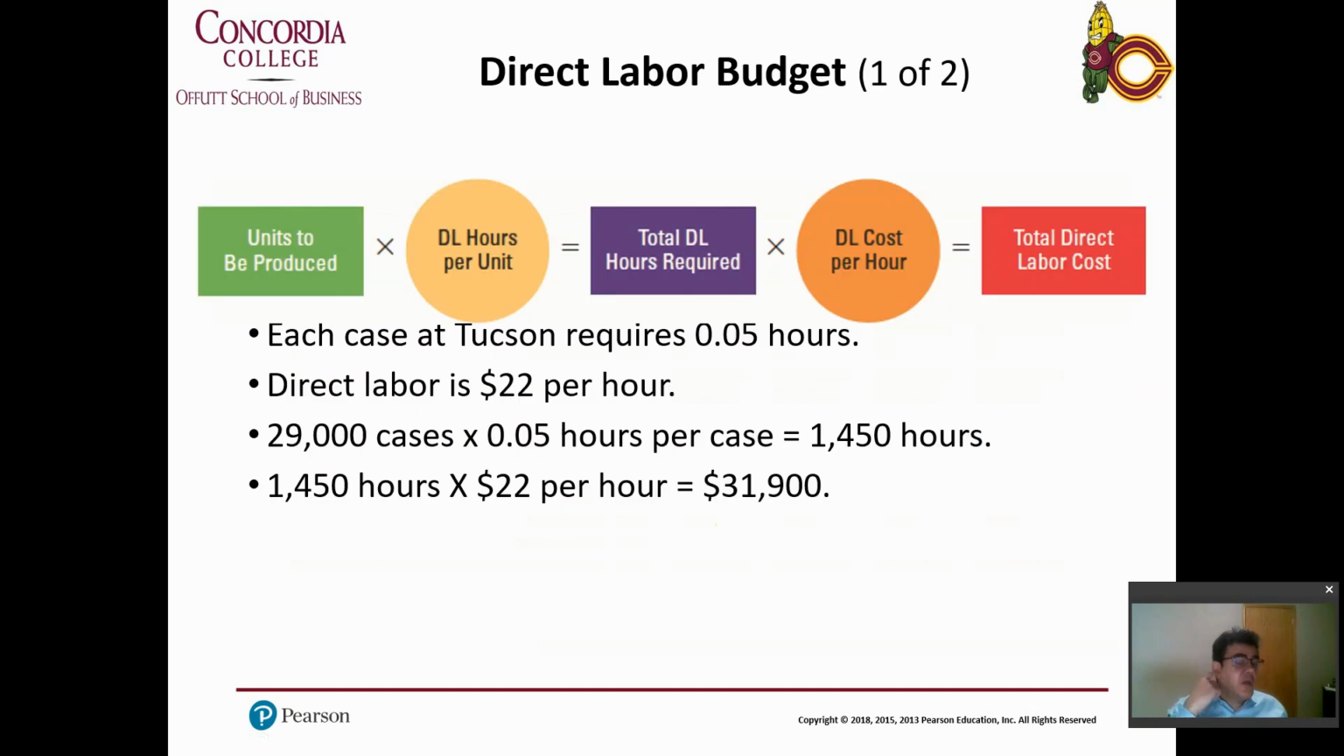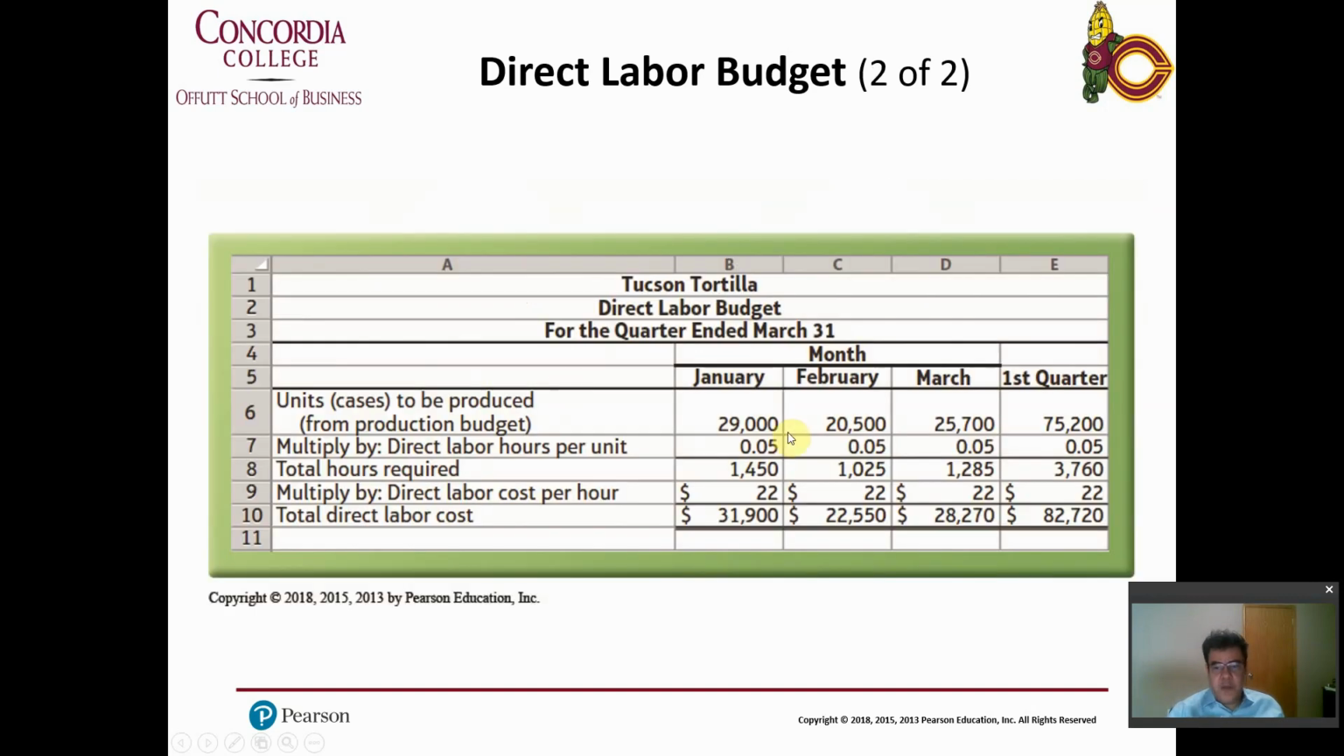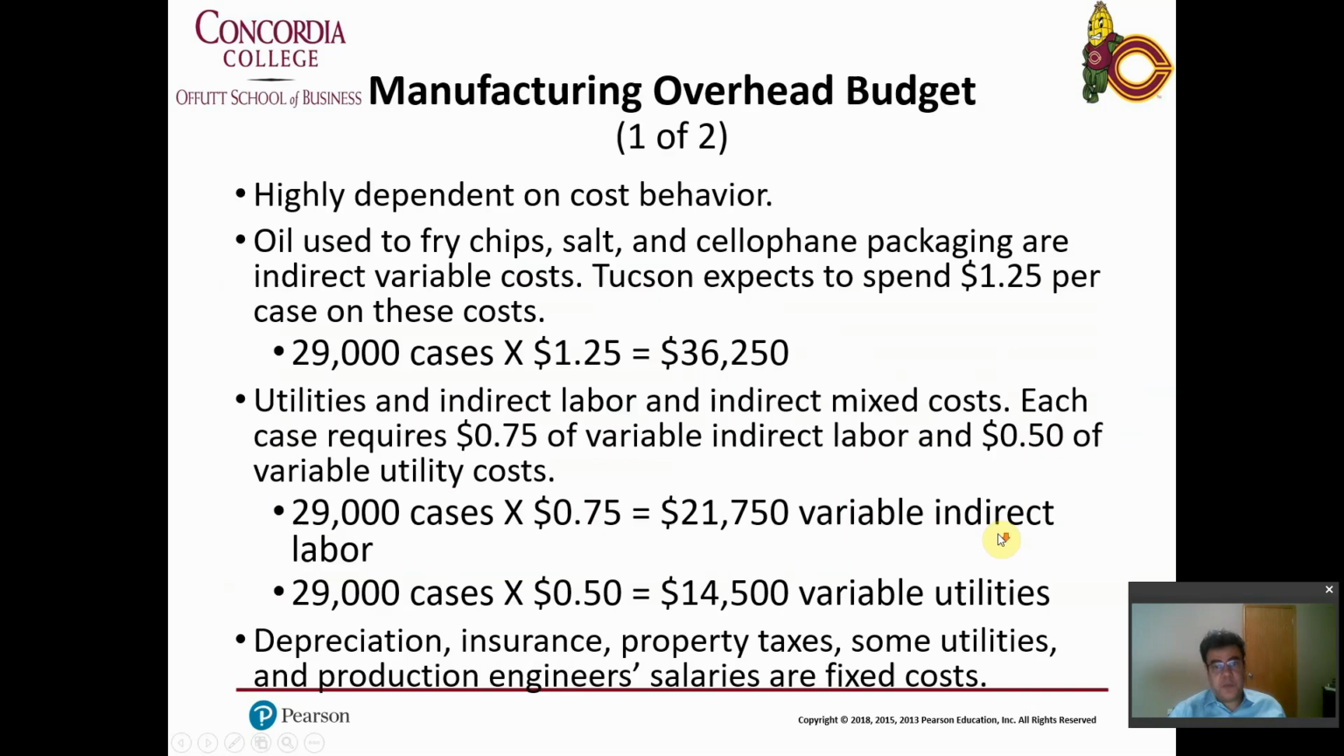Here we are talking about money. Now, direct labor, much easier. We have no inventory. So, okay, this is our direct labor. We need 0.05 hours per unit and we pay $22 per hour. So here, units to be produced, direct labor hours per unit here. Total hours required, at $22 per hour. This is our total cost. Manufacturing overhead, exactly the same.